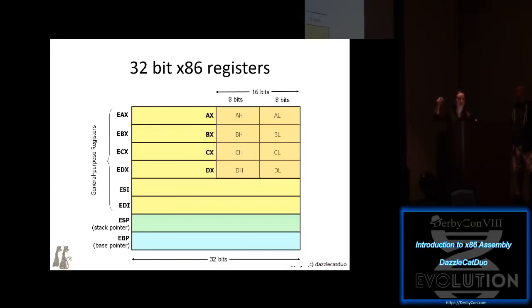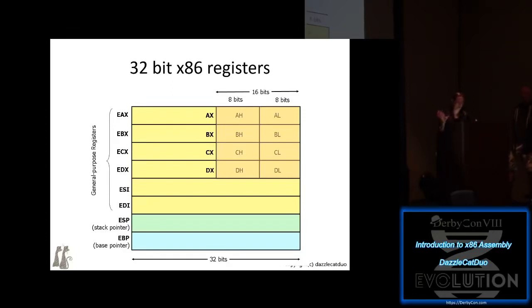So instead of EAX, it would be RAX. It's just a 64-bit version of the same register. Everything else still applies. So the naming convention for the 32-bit registers, you see that you really only have these 6 general purpose registers at the top. So EAX, EBX, ECX, EDX, ESI, and EDI.